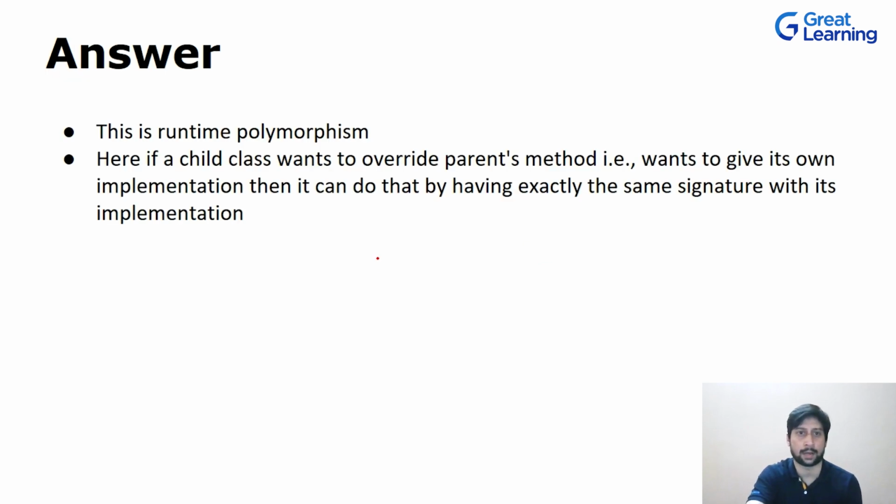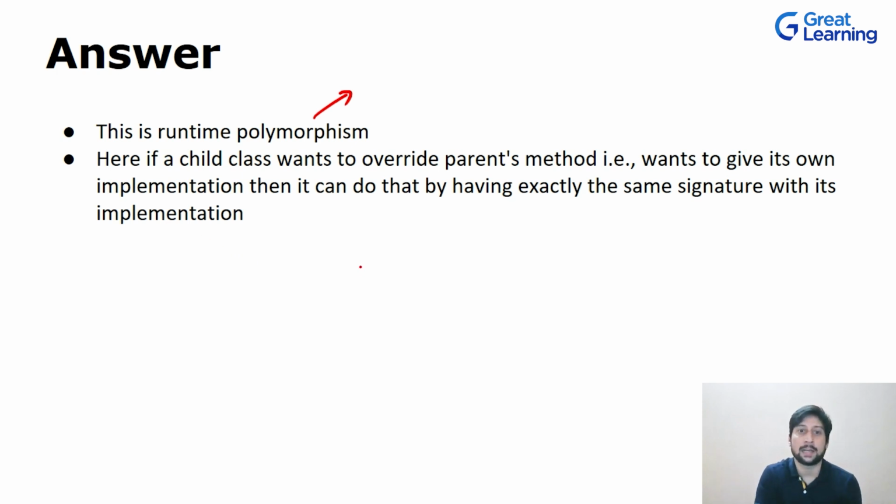What is method overriding? When you talk about method overriding, it is a runtime polymorphism. As we already have discussed, what is polymorphism? Poly means many and morphism means forms. So it happens during runtime. Earlier, when we saw overloading, we talked about compile time polymorphism.